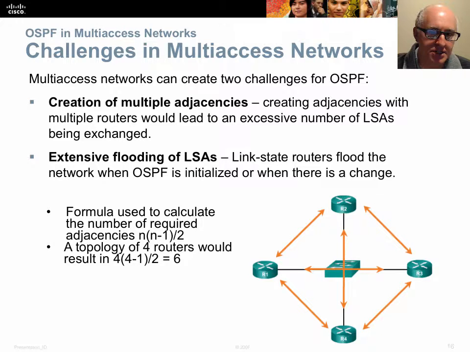Let's talk about some challenges. With a multi-access network like Ethernet, there are different challenges for OSPF. One of these is the adjacencies it would create. If you had multiple routers all connected to a switch fabric, like an Ethernet, it has to form an adjacency with each neighbor. As you add each router, the number of adjacencies increases exponentially, and so you get a lot of adjacencies.